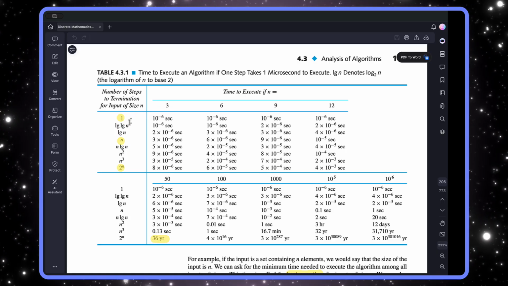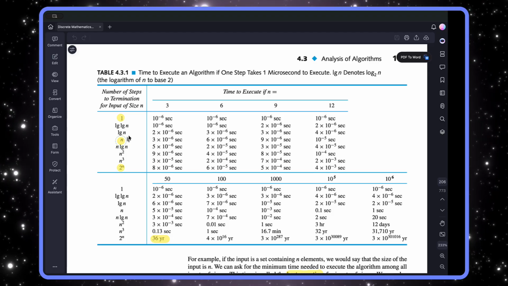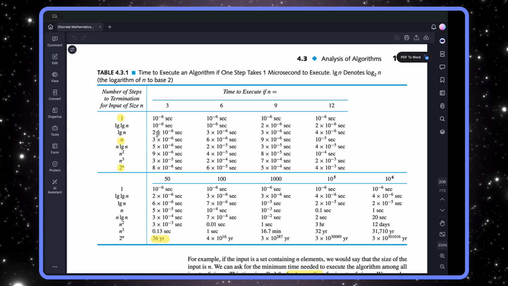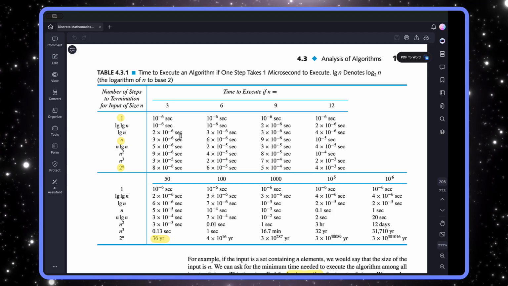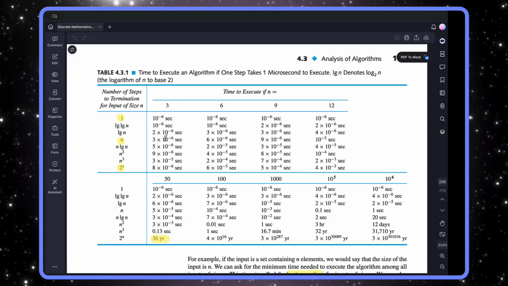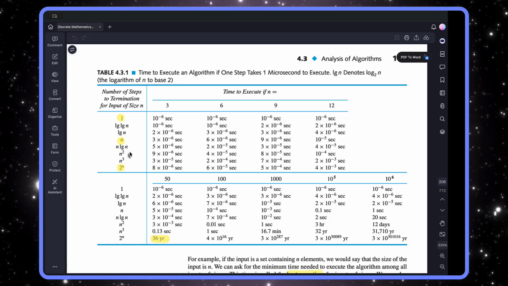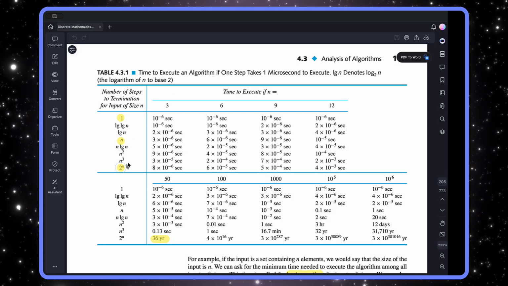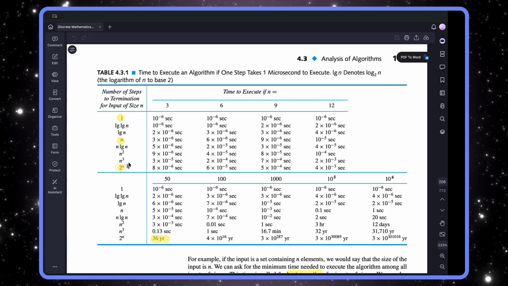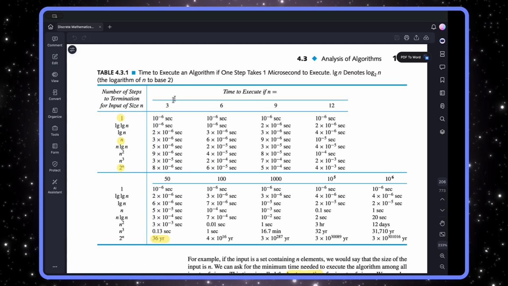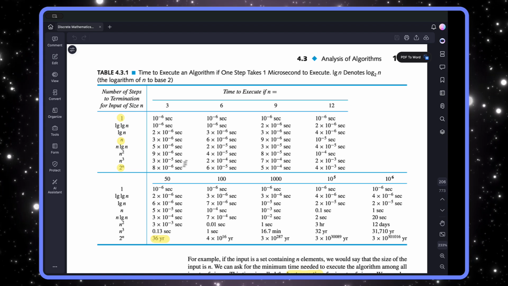But if it were to take, say, n steps, where n is 3, notice that it would be 3 times 10 to the negative 6 seconds. In other words, it takes 3 times as long. If we knew it took 2 to the n, well, 2 to the 3 is 8, so it's 8 times as long.